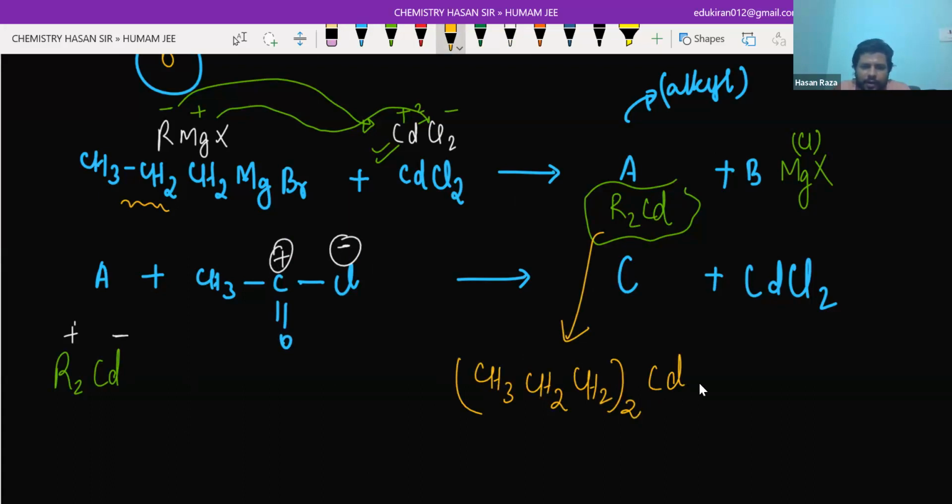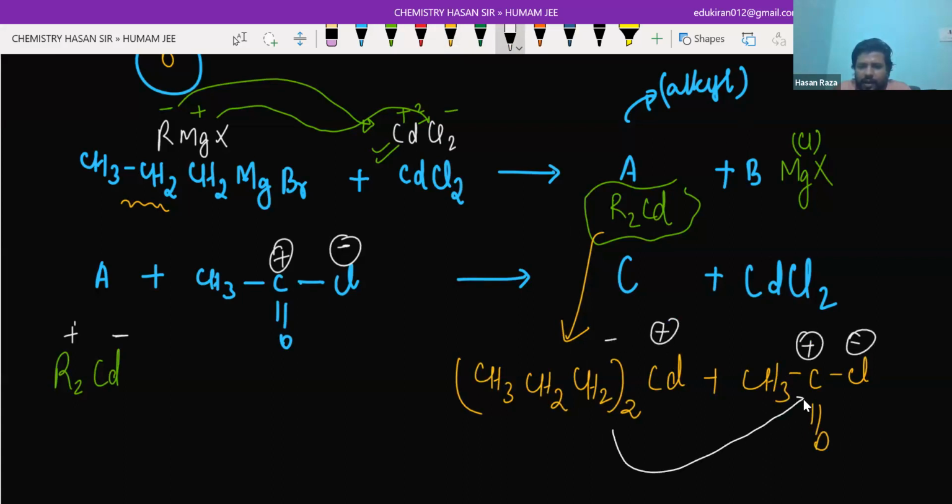And after reacting this with CH3 C double bond O Cl, what you will get? Negative, positive. So basically this is positive, this is negative. So this negative will be attacking on this. So what you will get? CH3 C double bond O is there, and then comes your CH2, CH2, CH3. Is that clear?